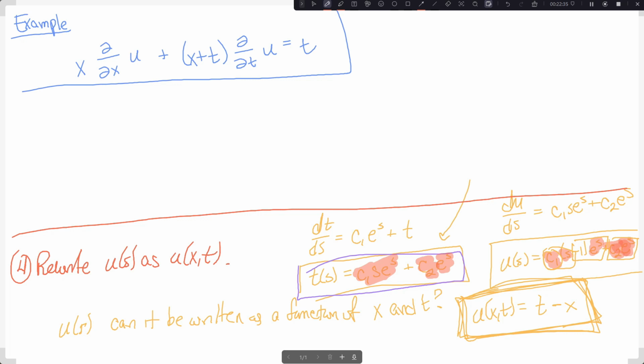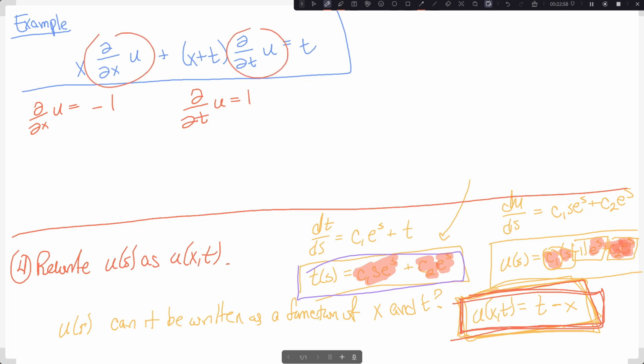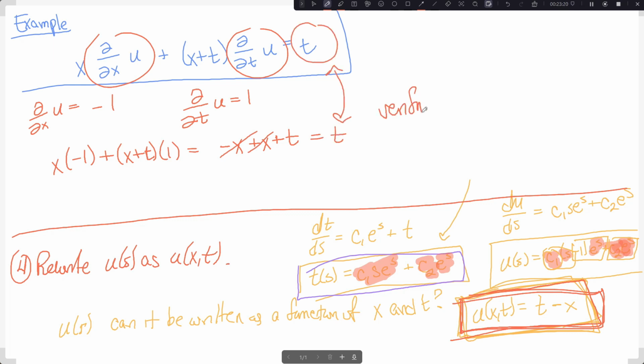But let's verify that this actually solves my PDE at the top. Let's compute partial x of u at the bottom here. That gives me minus 1. Let's compute partial t of u at the bottom. I get 1. And so if I plug those values in here and here, I'm doing something like x times minus 1 plus x plus t times 1 equals, well, let's distribute that, minus x plus t. The x's cancel, and I recover t like I was supposed to. So we have verified our solution.